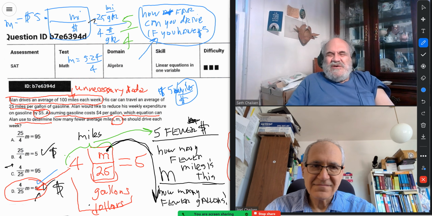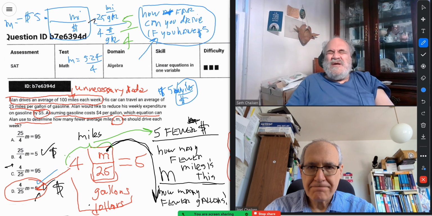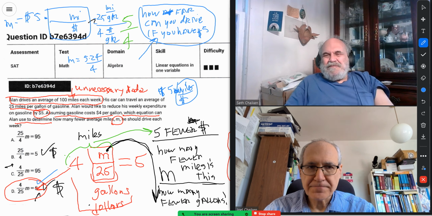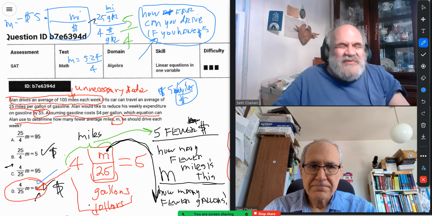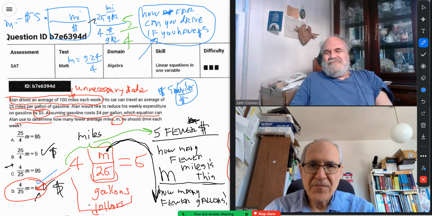The strategy that leads to this equation is to write the equation for what he wants. The value in the equation is some expression in terms of the unknown equals what he wants. What he wants is $5 of savings. Right.